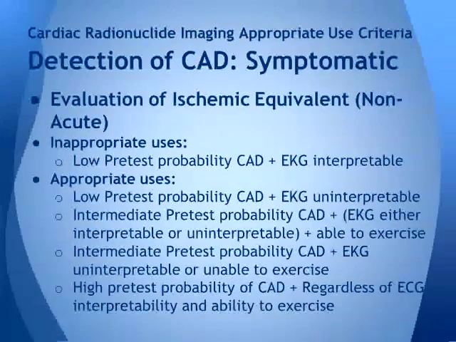So to review the evaluation of a patient who you see in your office with an ischemic equivalent, so a non-acute setting, this is the same thing that chart basically showed. Low pretest probability of coronary artery disease and an interpretable EKG, that's an inappropriate use. What you're looking for is an uninterpretable EKG and a low pretest probability, or an intermediate or high pretest probability.